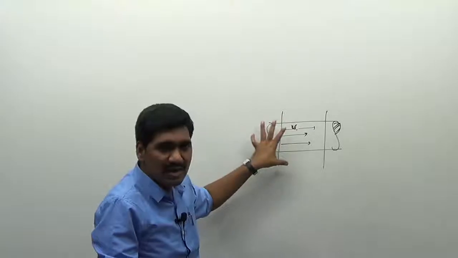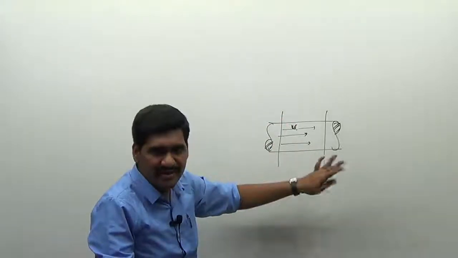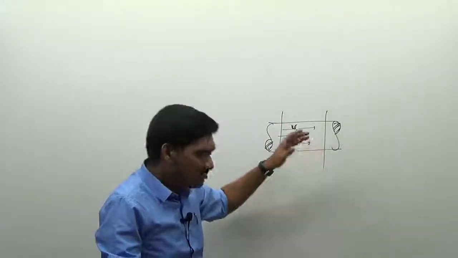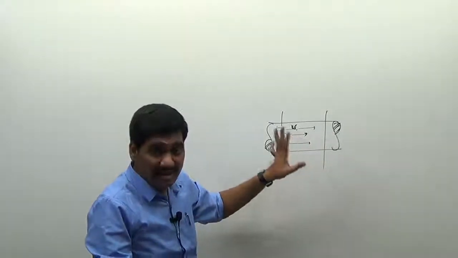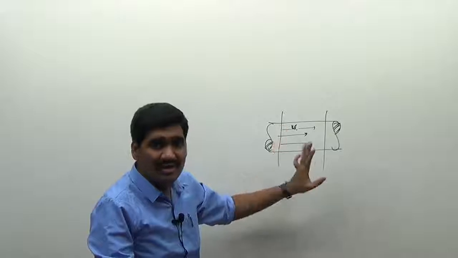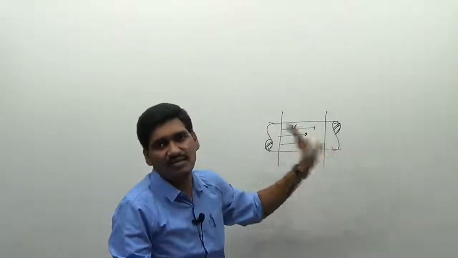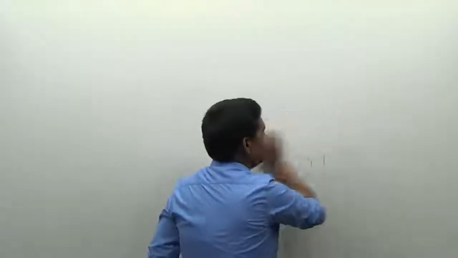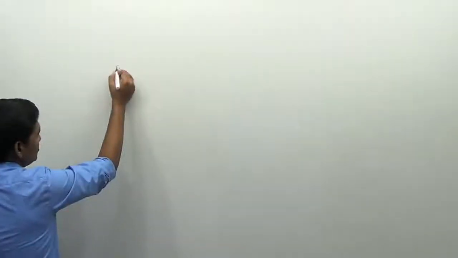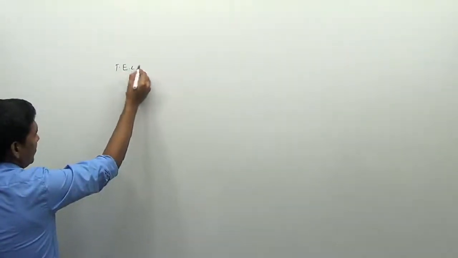For example, if this pipe has some sudden enlargement, some sudden contraction, an entrance of the pipe, or an exit of the pipe, then there will be some drastic change in the total energy from one point to another point in the given pipeline. Now I am going to discuss in detail the two lines we have. The first thing is the total energy line.